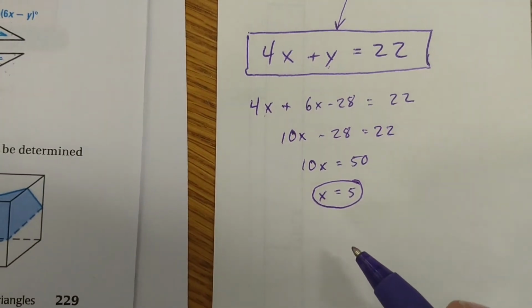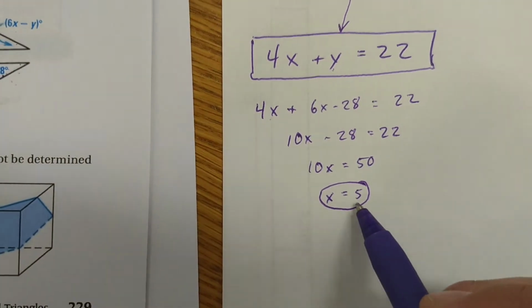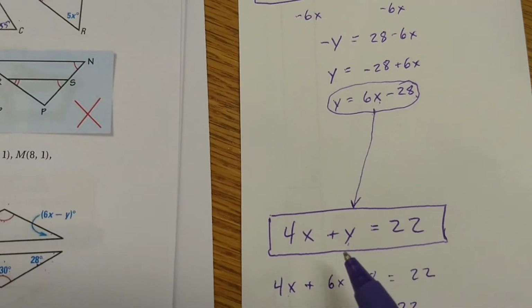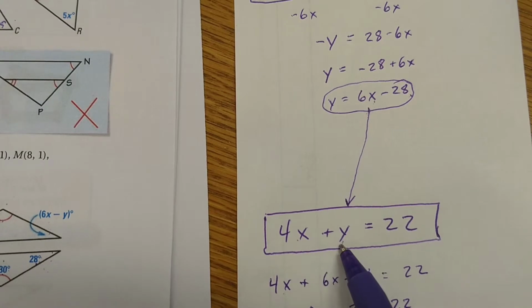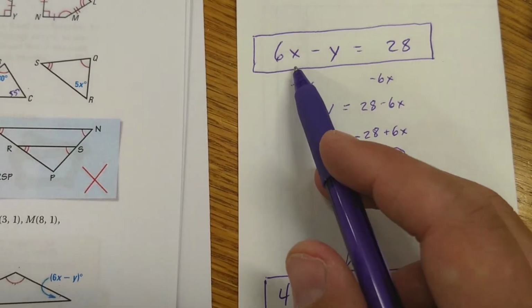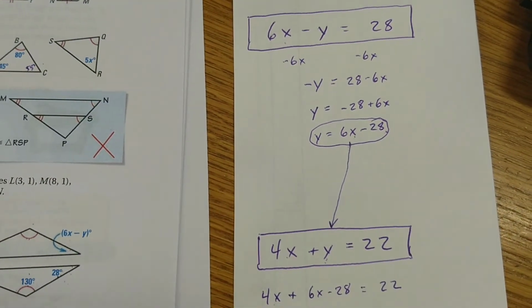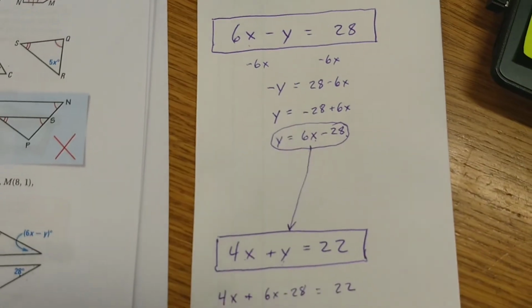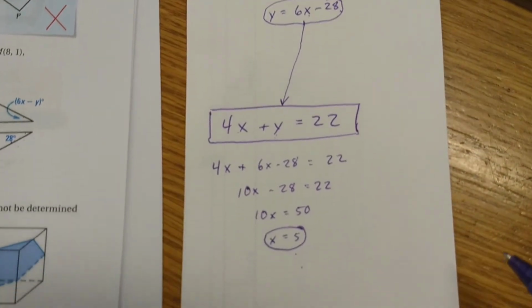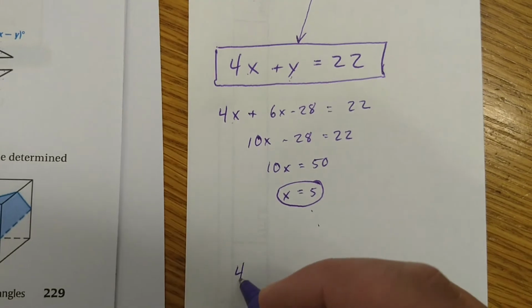x is 5. Now I can go back and plug in x for any of these things, really. I know that it could go in here to help me solve for y. It could go in here to help me solve for y. I could plug 5 in here to help me solve for y. Any one of those true equations will allow me to plug in x as 5 to help me solve for y. I'm just going to go ahead and do the same one down here, and I'm going to rewrite it.